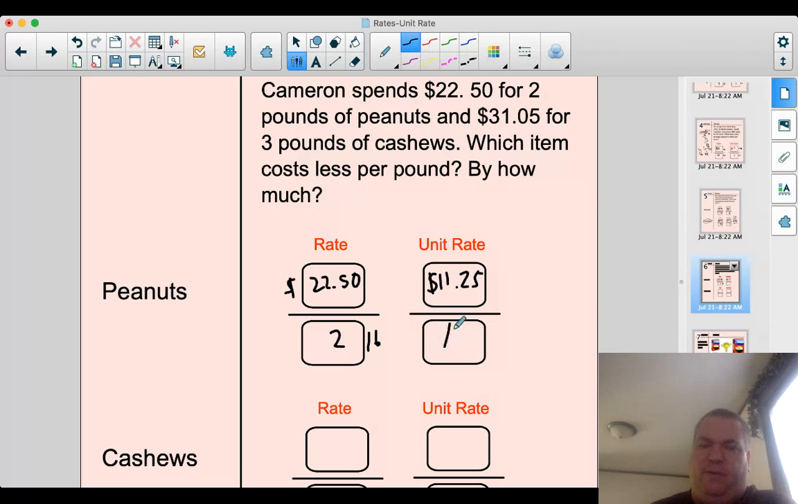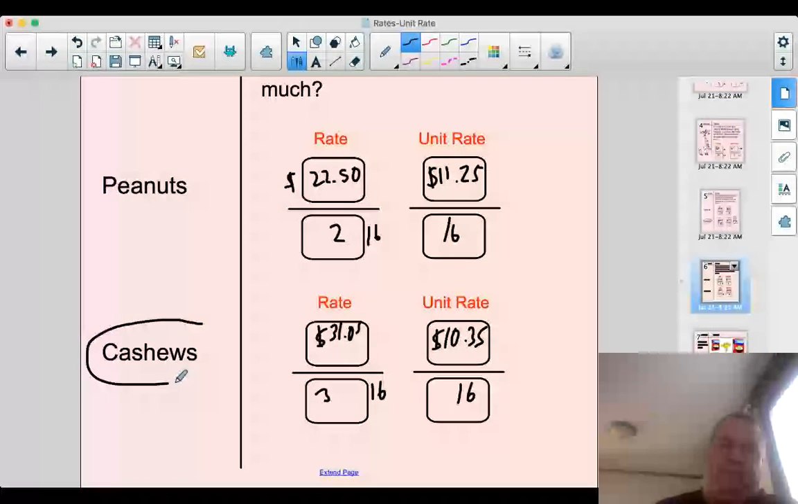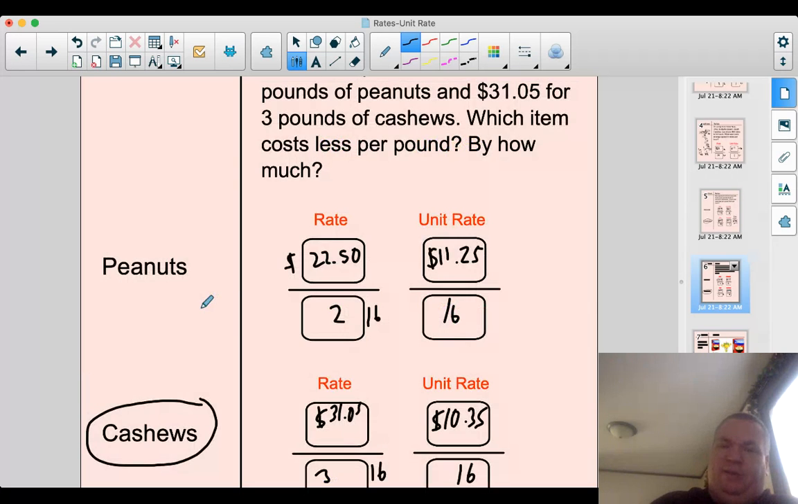$11.25 per pound. Okay, for cashews, it's $31.05 for 3 pounds. So $31.05 for 3 pounds is my rate. To make that a unit rate, I have to divide. I get $10.35 per pound. Okay, so this one was a lot closer, but this is the cheaper fruit. Cashews are less per pound, smaller amount per pound, so you get the same amount of food for a smaller amount of money. So cashews are the better deal.